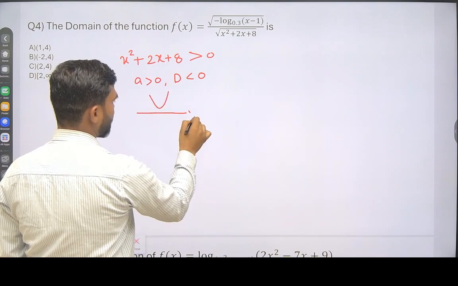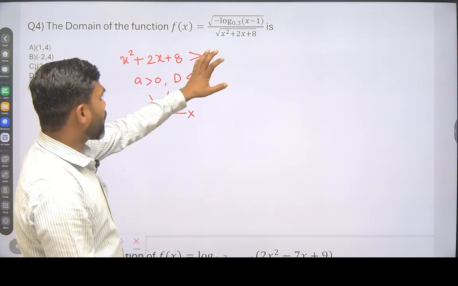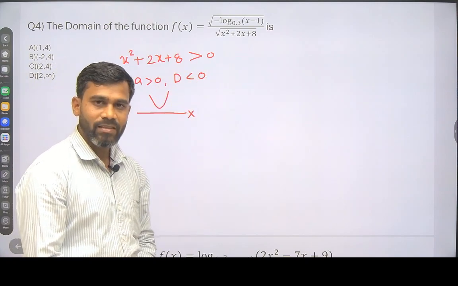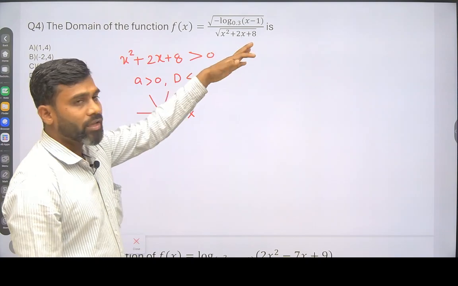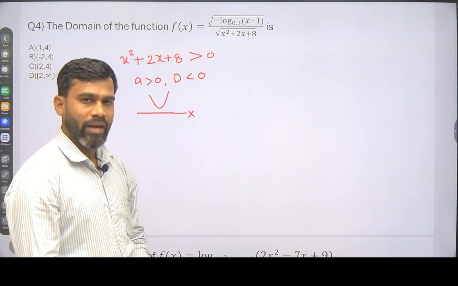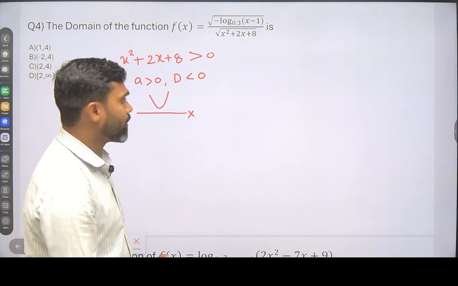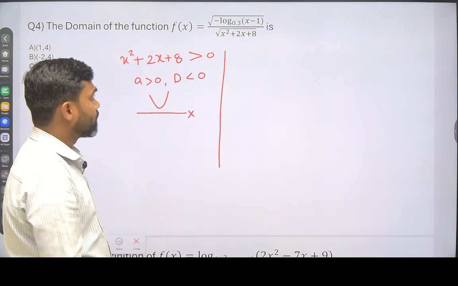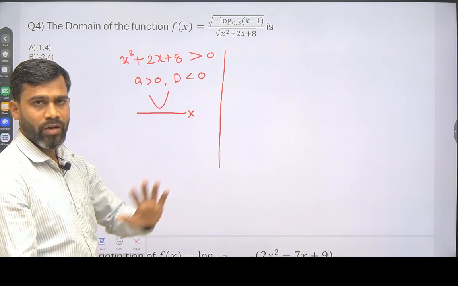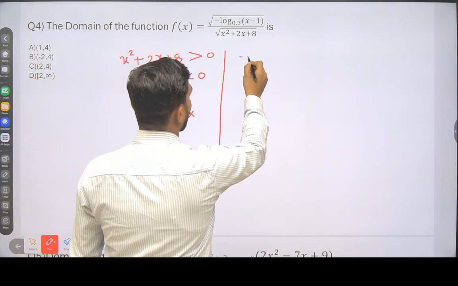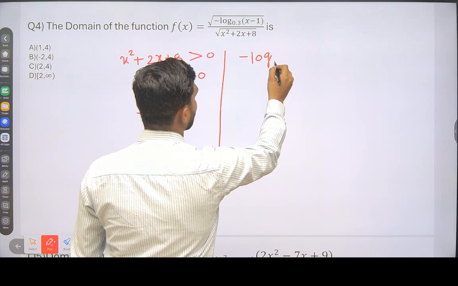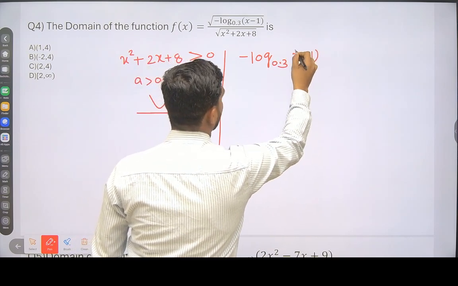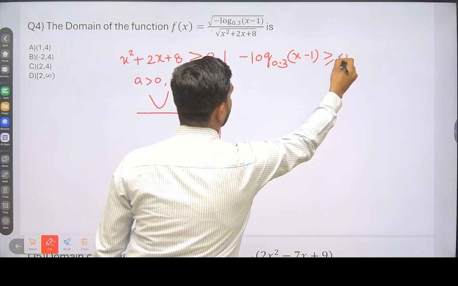So the graph will be something like this. For the denominator, we don't have any condition. You take any real x, the denominator won't become either 0 or negative. So we don't have to worry about the denominator here. Now let us discuss the numerator part. The square root is already there in the numerator, so whatever is inside it should not be negative, it should be positive.